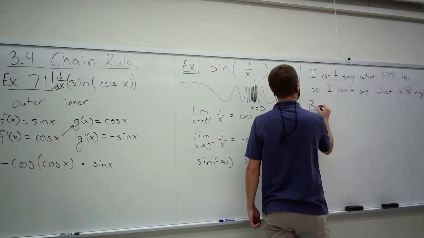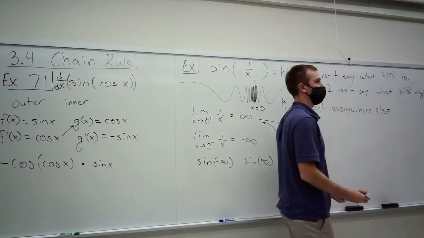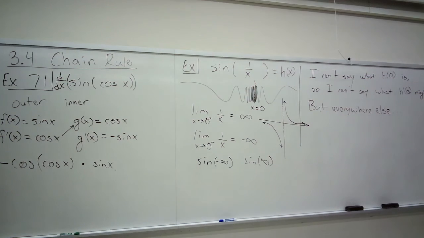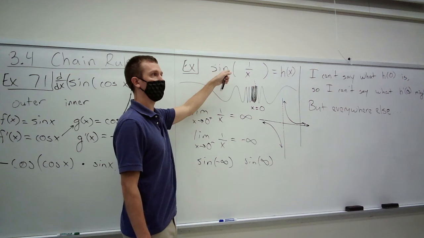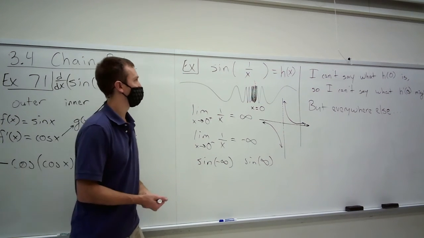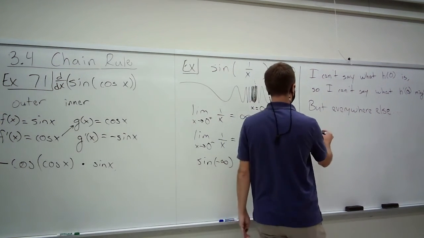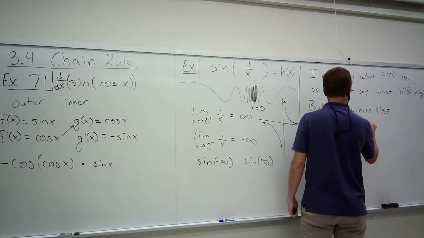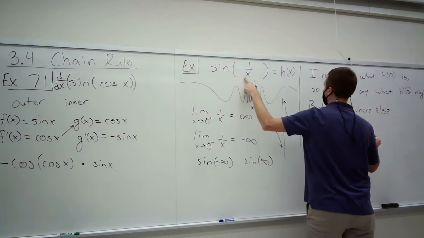But everywhere else, can you tell me what it is everywhere else? Sure. Everywhere else, composition behaves nicely. I don't get an infinity, which I have to plug into sine. Right? And if I plug in any real number to sine, I get a real number out. But infinity is a problem. So here we go. Inner and outer. I think I called this one F and this one G, right? Inner is 1 over x, outer is sine of x.